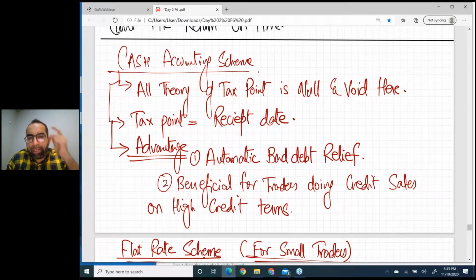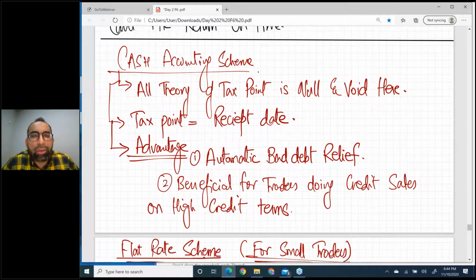And second point, try to use your brain now. It is highly beneficial for a trader doing credit sales on high credit terms. There are sellers who give long credit to their customers. They normally deliver goods now and they collect after 4 or 5 months. So if they shift to the cash accounting scheme, automatically their VAT payments will be deferred. So there will be some cash flow benefit for them.